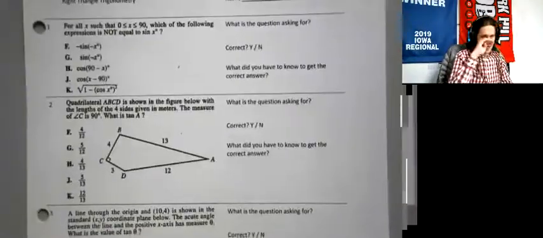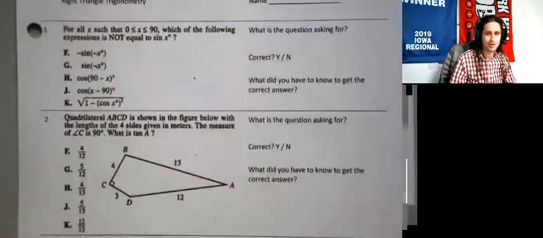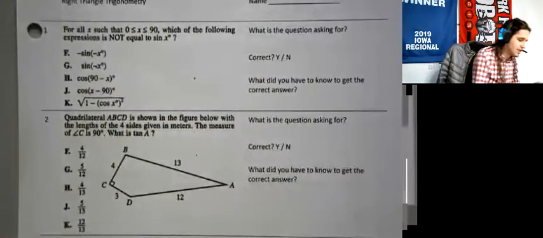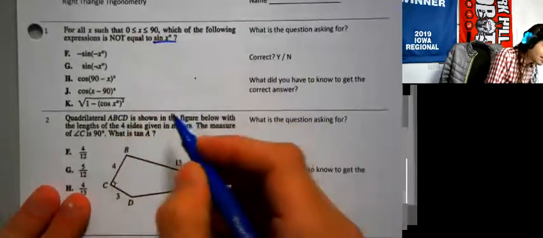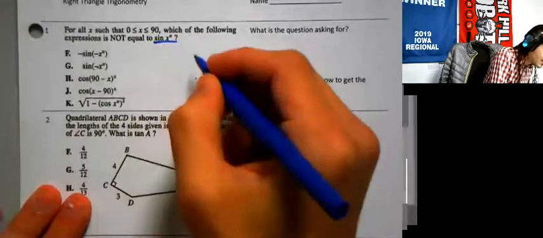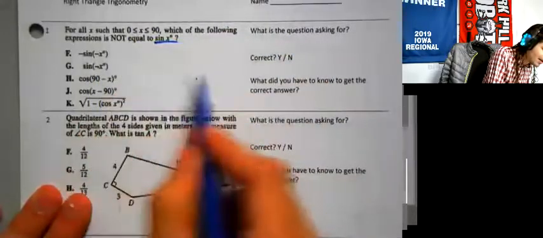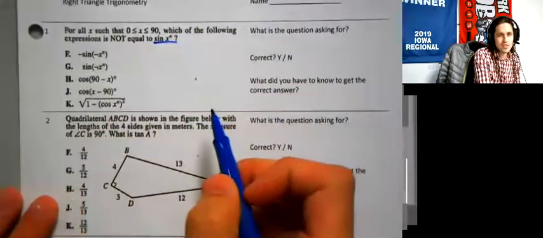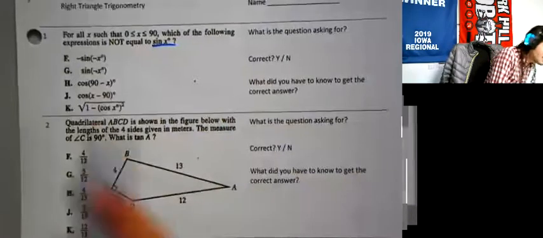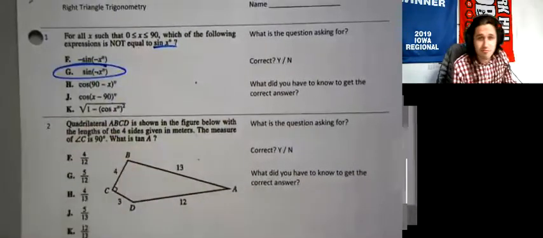And looking at these, some of these you're just not going to know what is going on. For most of you, you look at number 1, and it asks which is not equal to sine x. Well, if you didn't know that sine x is the y-coordinate as we go around, the y-coordinate between 0 and 90, if you don't know what this is talking about, skip it and move on. Really not worth it. What's the answer? The answer is G.